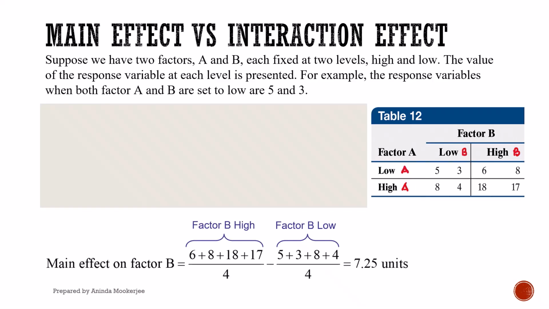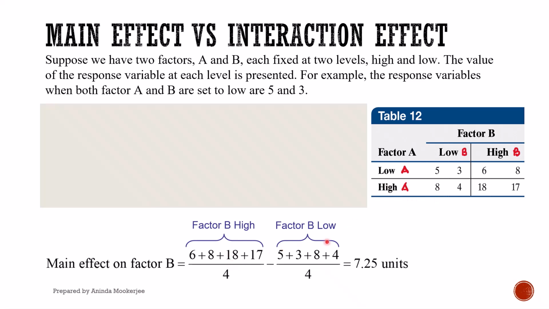Now, as for the main effect of factor B, it's the same process as factor A, except that now we just consider the average of the values under low B and the average of the values under high B, and then we subtract the low B average from the high B average. So that's what they've done here.